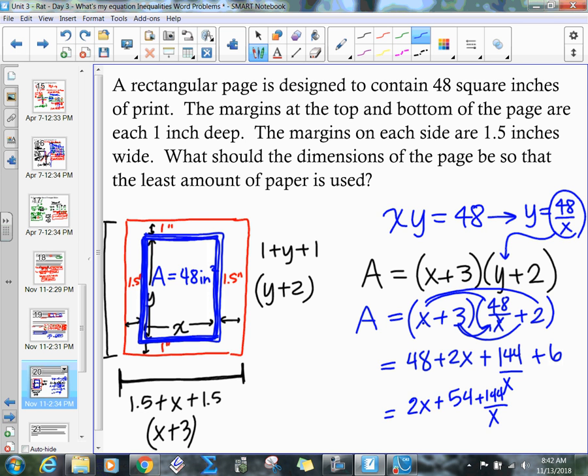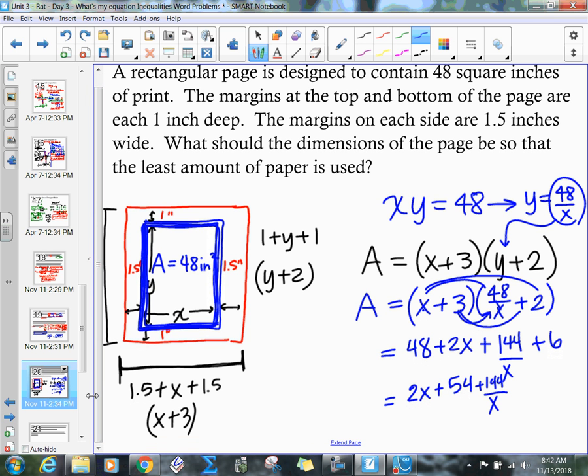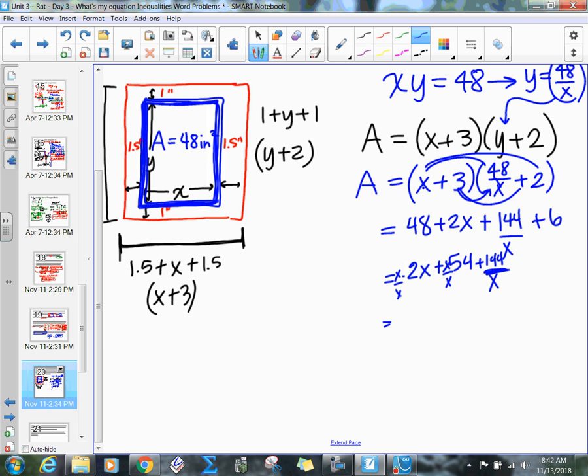Let's get one denominator here. I have an x denominator here, so I'm going to multiply this guy top and bottom by x, and this guy top and bottom by x. And so what happens here is that I get (2x squared plus 54x plus 144) over x. Now everything has a denominator of x.